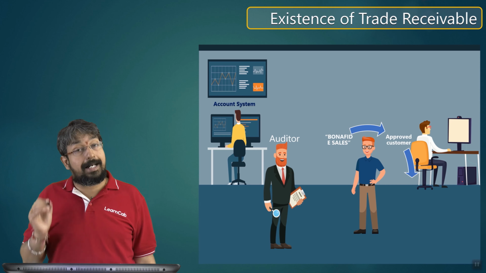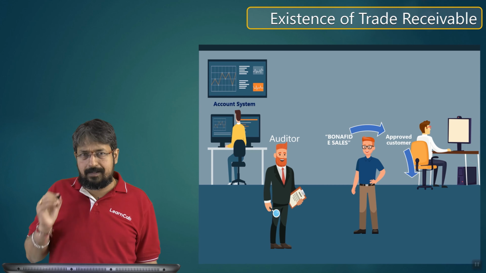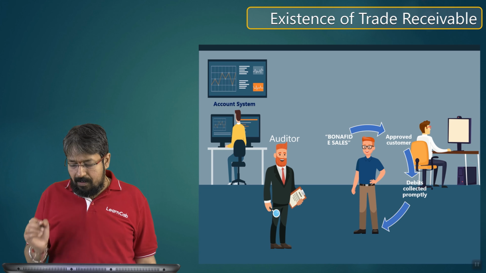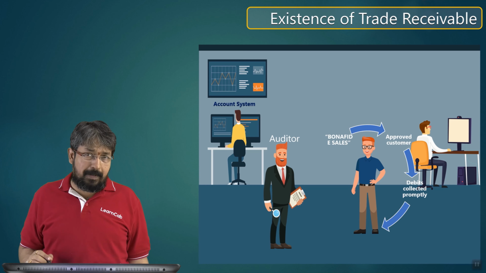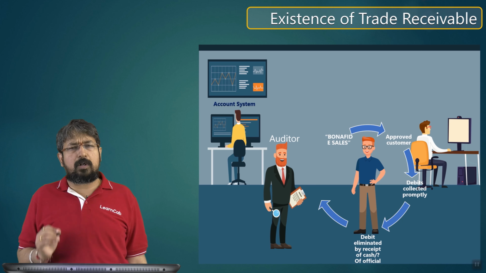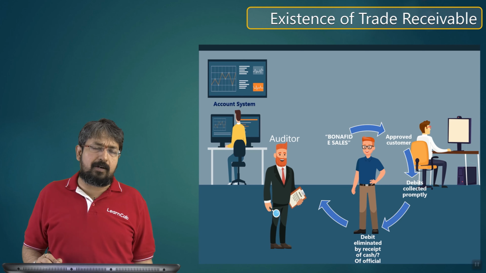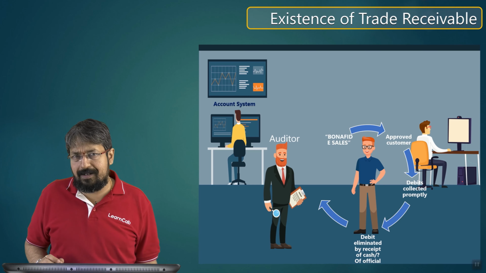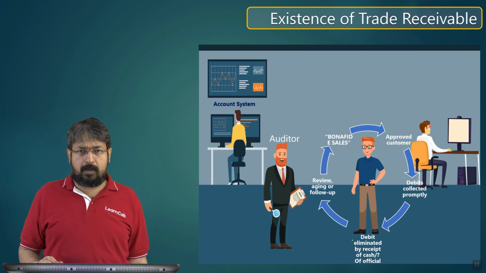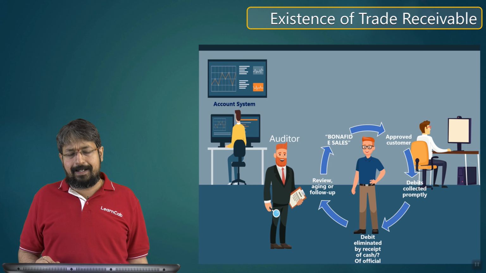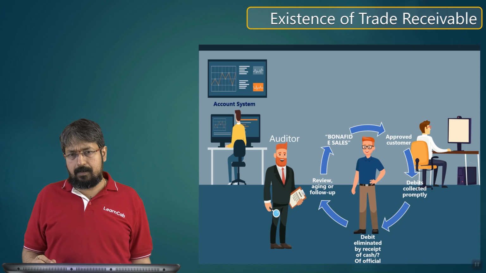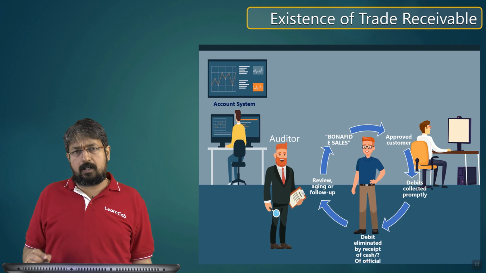Second thing, my dear soldiers, it has to be an approved customer. So you have to examine whether it is an approved customer or not. And the debts are promptly collected. So there should be a proper follow-up system for collecting. And my dear soldiers, whatever debtors are there, they should be eliminated only upon receipt of the amount from the debtors or customers, or be written off by authorization of a responsible official. And as I already highlighted, it should be reviewed, aged, and regular follow-up should be done. Okay, this is the summary as far as the controls are concerned.